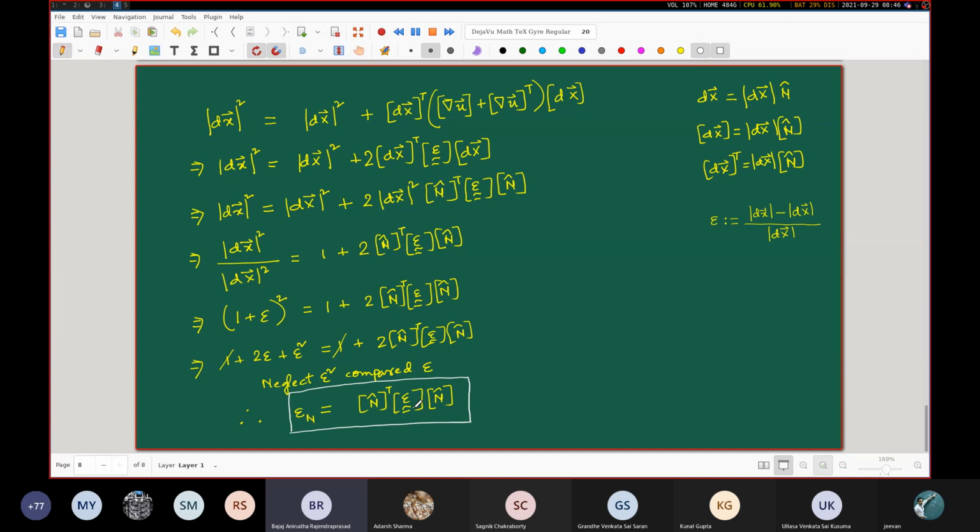Direction of, means towards the surface. Means, see, perpendicular to normal. Sir, if we include cross product. See, okay, it's good that you said this thing.